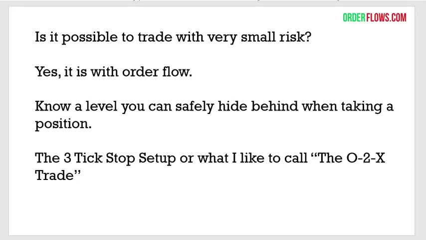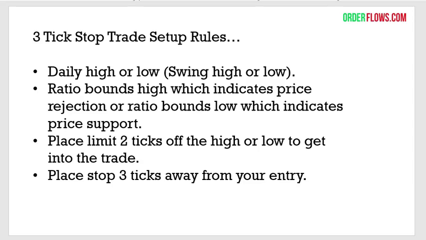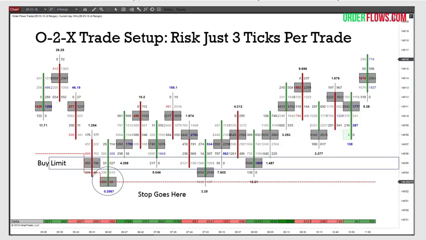But it's a 3-tick stop setup, and it has very low risk because you know where you can hide behind when taking the position. And here are the rules. You look for the daily high or low, swing high or low, the ratio bounds high at that high, which indicates price rejection, or a ratio bounds low, which indicates price support. So basically, you're looking for a blue number at a high or a blue number at a low. You place your limit 2 ticks off the high or low to get into the trade. You place your stop 3 ticks away from your entry.